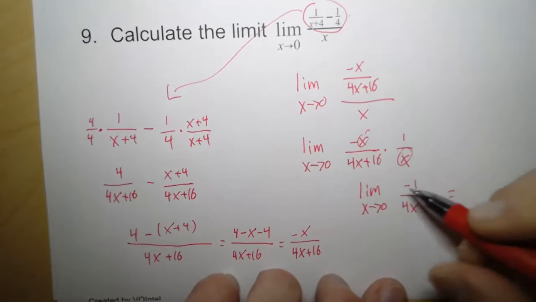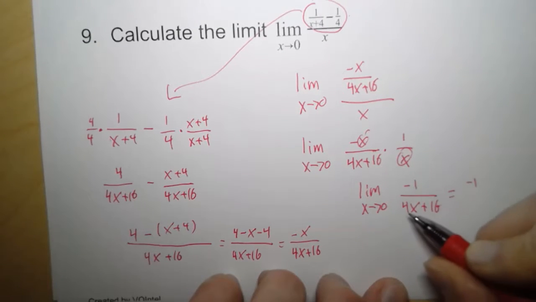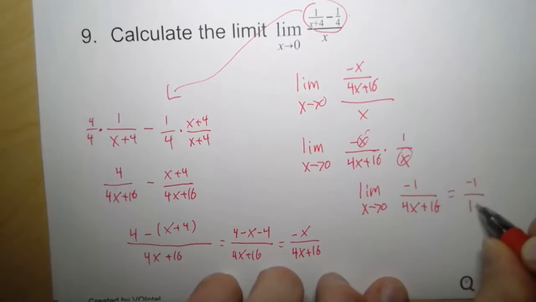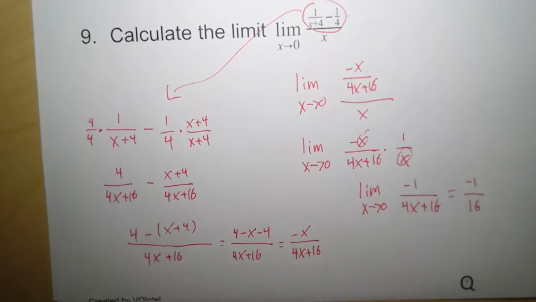And now we can plug in 0 without having 0 over 0 as our result. If we plug in 0, we have negative 1 on the top. 4 times 0 when we plug in for x is 0, and that leaves 16 on the bottom.